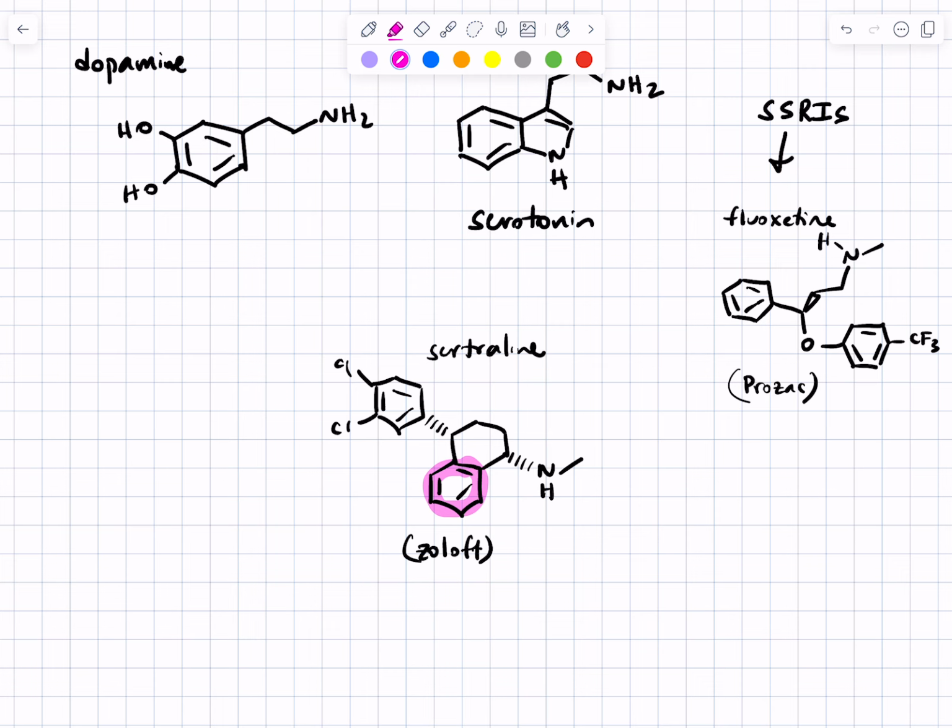Notice the benzene ring and then, it's not exactly the same structure as a 2-phenylethylamine.